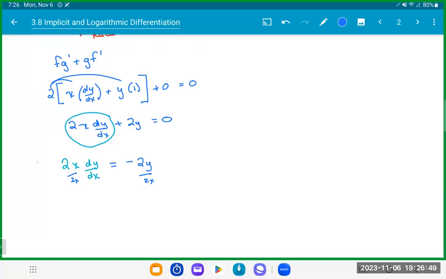We didn't need to factor out the dy dx. So we can just say this here is step 3, and we can skip straight to step 5, because the dy dx is the only term, so we don't need to factor it out. And so when we divide both sides by this 2x, we end up with dy dx is equal to negative 2y divided by 2x, and that simplifies to negative y over x. So the derivative then of 2xy plus 3 is really negative y over x. Questions?